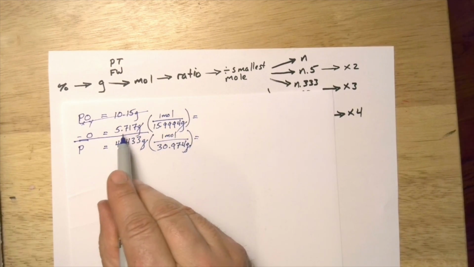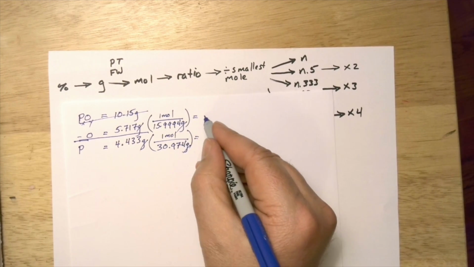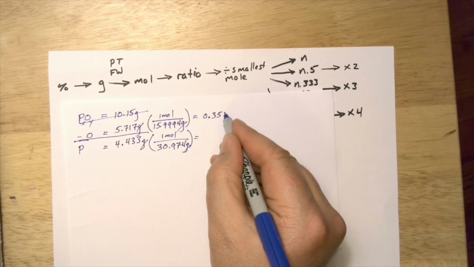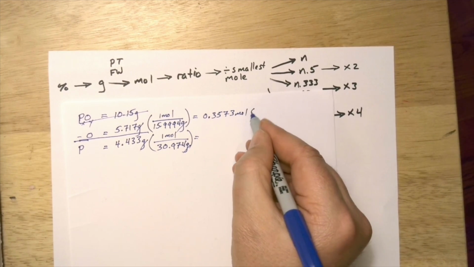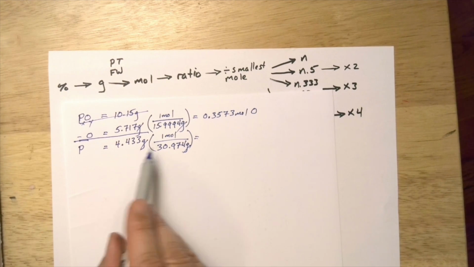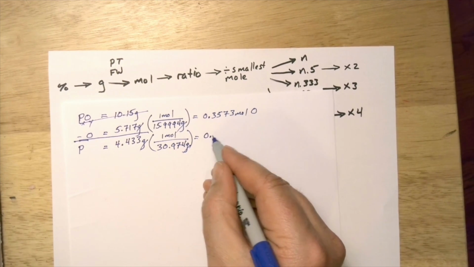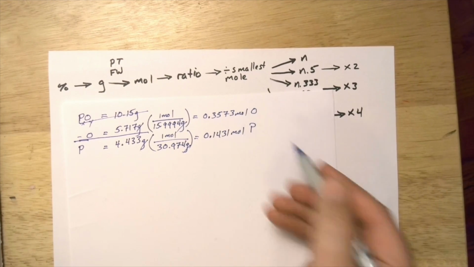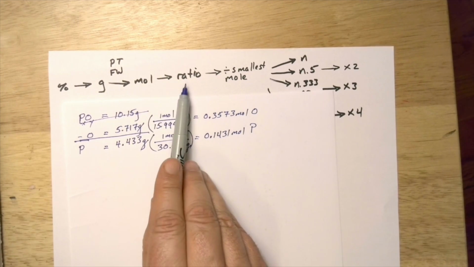So 5.717 times 1 divided by 15.9994 comes out to be 0.3573 moles of oxygen. You do the same thing for phosphorus. 4.433 times 1 divided by 30.974 comes out to be 0.1431 moles of phosphorus. So now we have our moles. We need to set them up as a ratio.